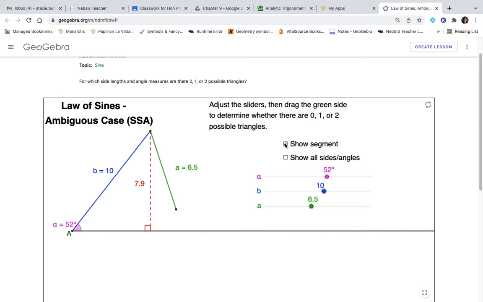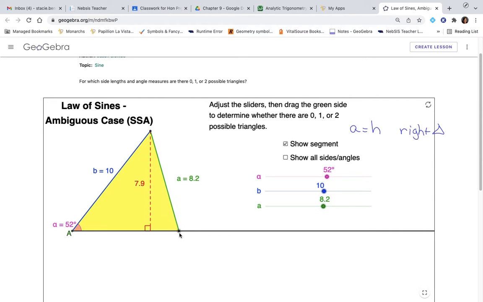Okay, so when A is less than that height, we don't get a triangle. But when A is equal to the height, we get a right triangle. And if A is bigger than the height, we're going to get two triangles, right? Remember that from yesterday? So let's make it slightly bigger than 7.9. Let's make it 8.2. Okay? So we're going to get two triangles now.